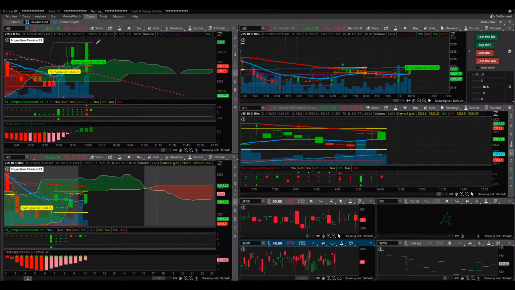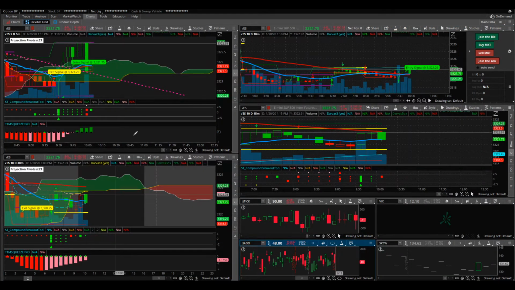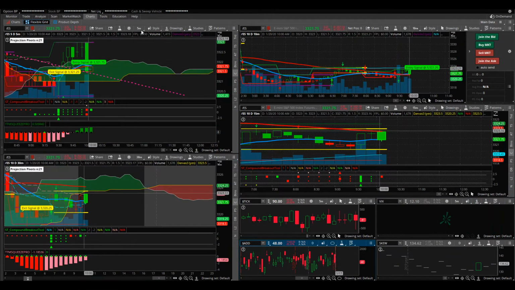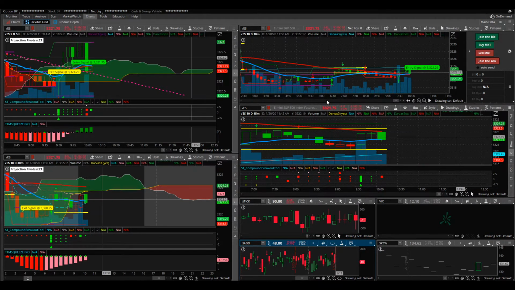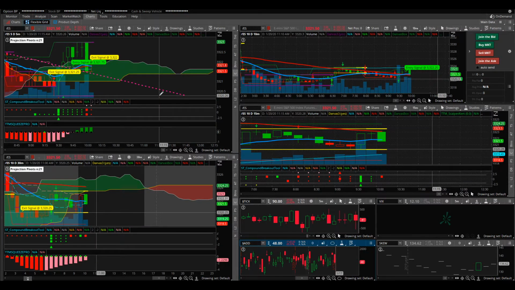You can see here, this is my actual setup that I trade when I'm doing a single trade. I have a 5-minute chart here, a 10-minute chart, a 15-minute chart, a 30-minute chart. And then I have my TICK, which we're going to talk about, my ADD, my SKEW, and then my VIX. So this is my actual setup that I use. Obviously on my screen it is a little bit bigger, but you can kind of get an idea of what I use to actually trade.